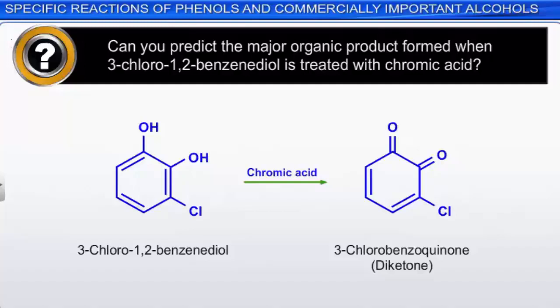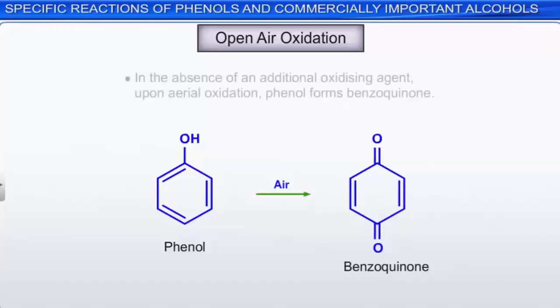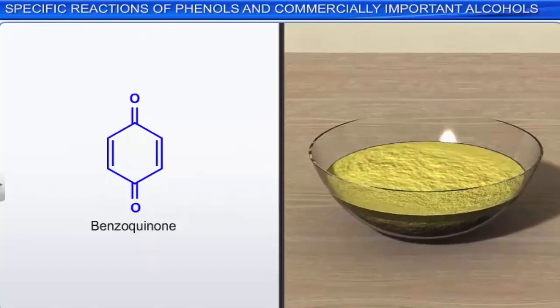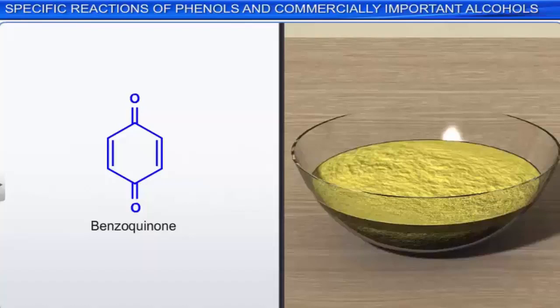When exposed to air, phenols will be slowly oxidized into quinones, even in the absence of an additional oxidizing agent. Upon aerial oxidation, phenol forms benzoquinone. Quinones are highly colored compounds. For example, benzoquinone is bright yellow. Many synthetic dyes are actually quinones.